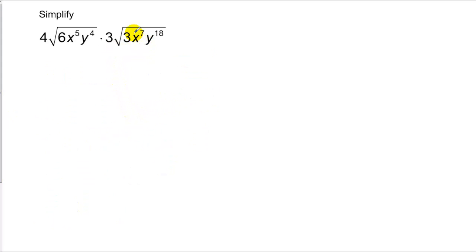Now we'll introduce variables into the problem. And I notice whatever's under the radical sign is pretty small, so I can go ahead and multiply everything together, which is my preference of problem.